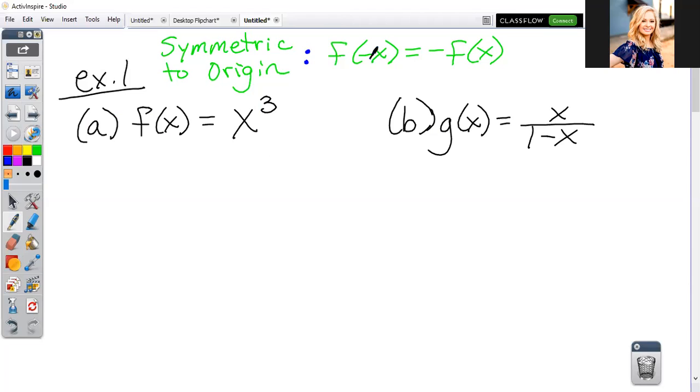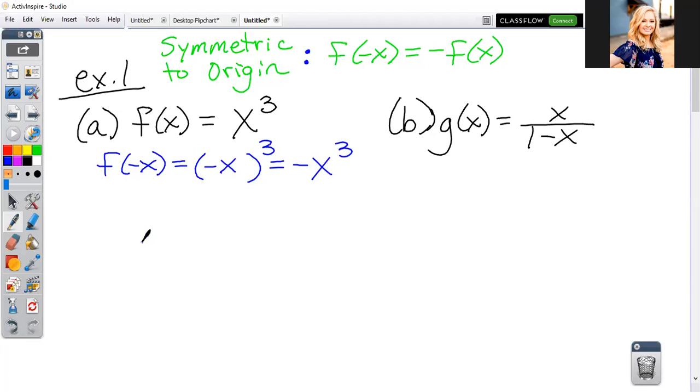All right, here's my first one. F of x equals x to the third. I'm going to first find f of negative x. That means instead of putting x, what do I put? Negative x in the parentheses. And I simplify that. What would that be? Negative to the third power is still negative. So that's negative x cubed.